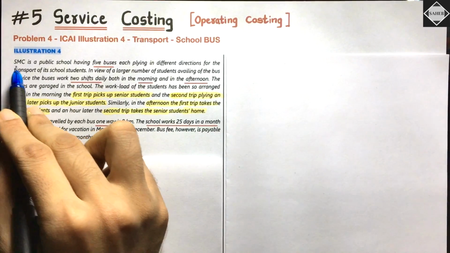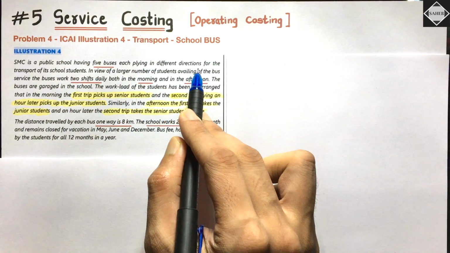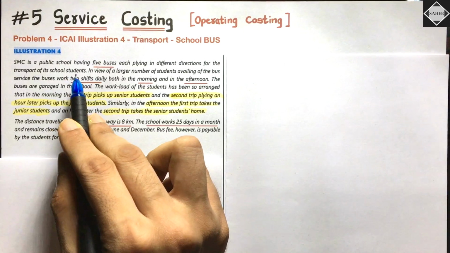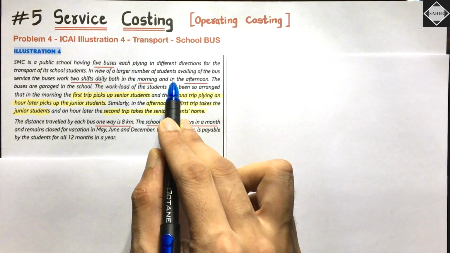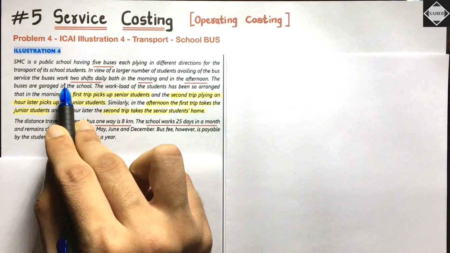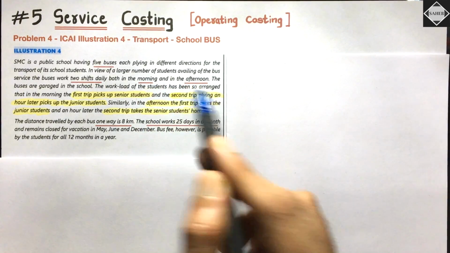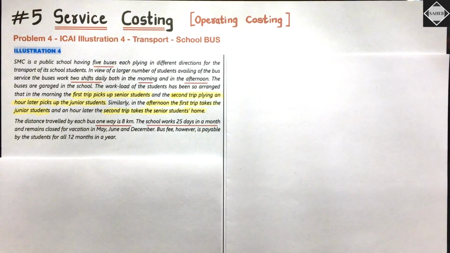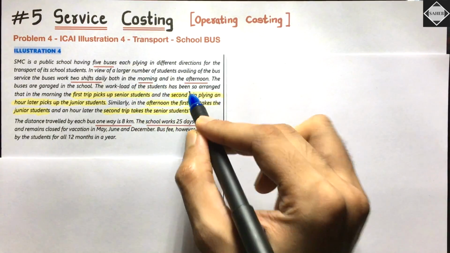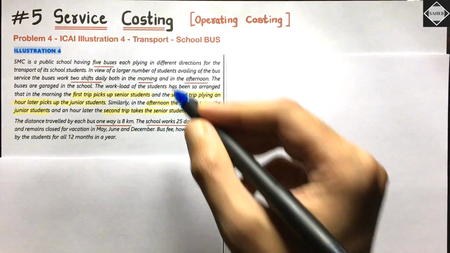Now see here, SMC is a public school having 5 buses, each plying in different directions for the transport of its school students. Plying means going regularly. In view of a larger number of students availing of the bus service, the buses work 2 shifts daily, both in the morning and in the afternoon. You all know the buses pick up the students in the morning and then drop them back to their home in the afternoon, right? This is very normal, but they are saying in morning and afternoon we do 2 shifts. Why 2 shifts? You'll understand that when we read further.